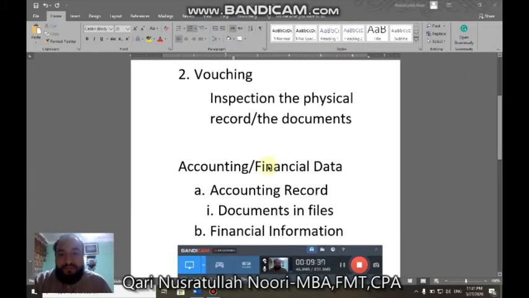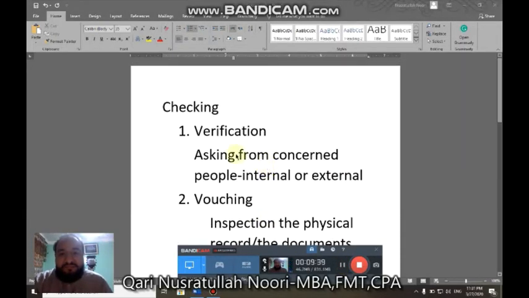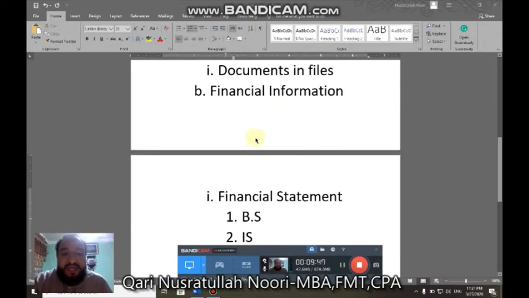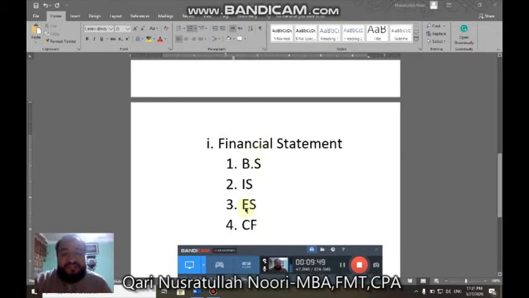So when an auditor comes, they will check, means verify and vouch, your accounting record, all the documents and files, and financial information, means the financial statements.